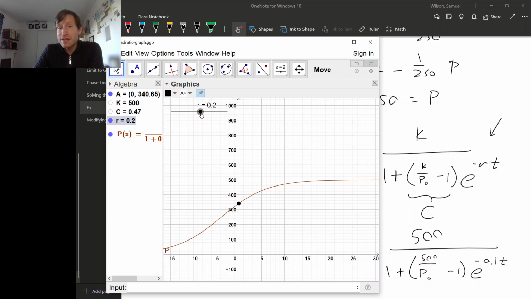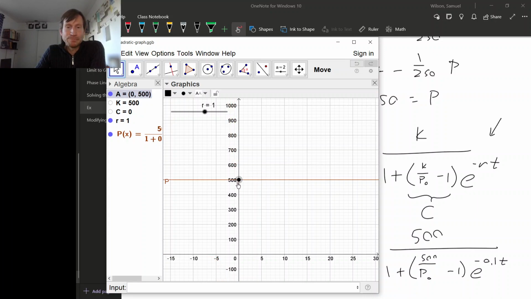So if the growth rate is bigger, then the population will grow faster, which makes perfect sense. So now instead of lazily approaching the carrying capacity, it actually barrels towards the carrying capacity very quickly. And if the population starts above the carrying capacity, it dies off towards the carrying capacity very, very quickly.